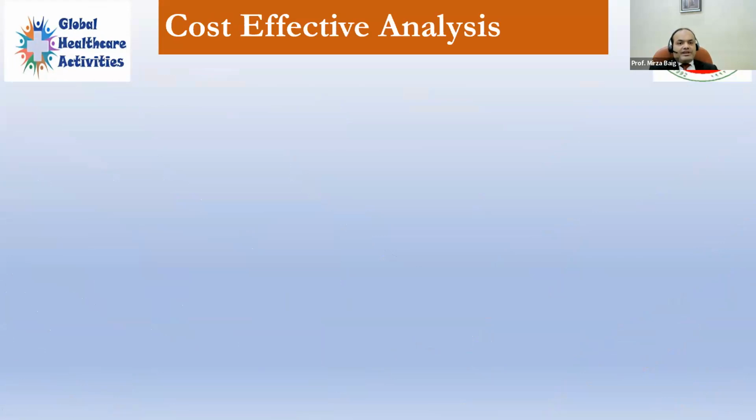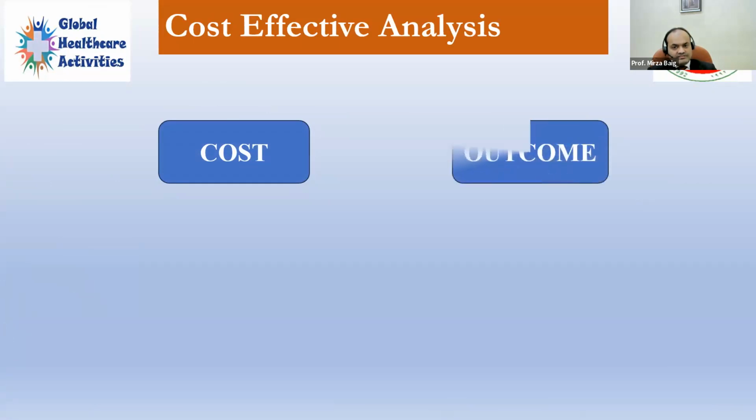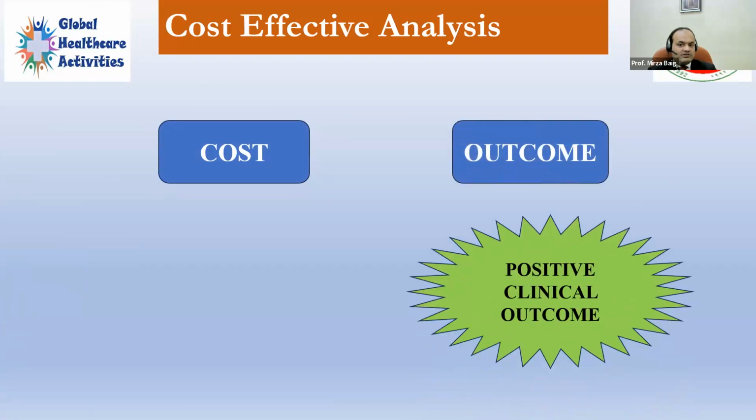And the next one is about cost-effective analysis. In cost-effective analysis, of course, we need to see the cost and outcome, that is, the cost and consequences. In cost-effective analysis, the input is the cost and the output is the clinical outcomes. Definitely, we have to see the positive clinical outcomes. When you are comparing two different treatments, we have to see which drug gives more positive clinical outcomes and less risk associated with the treatment.